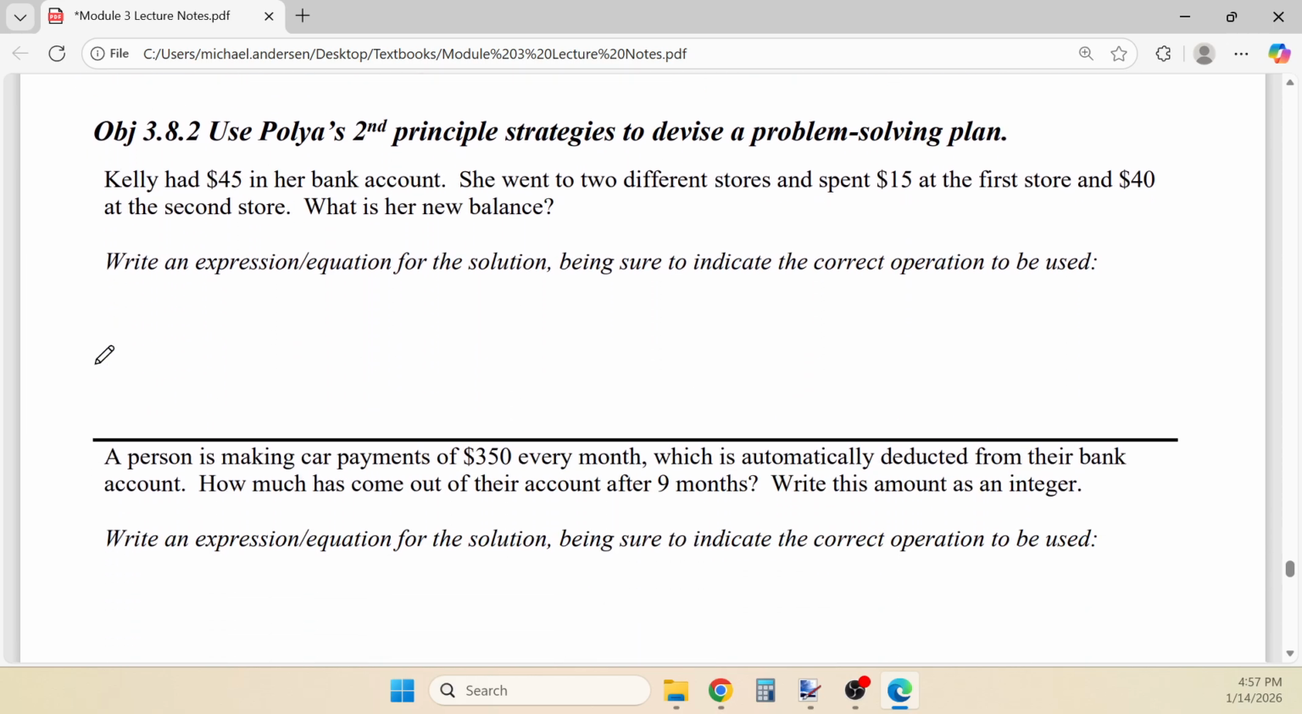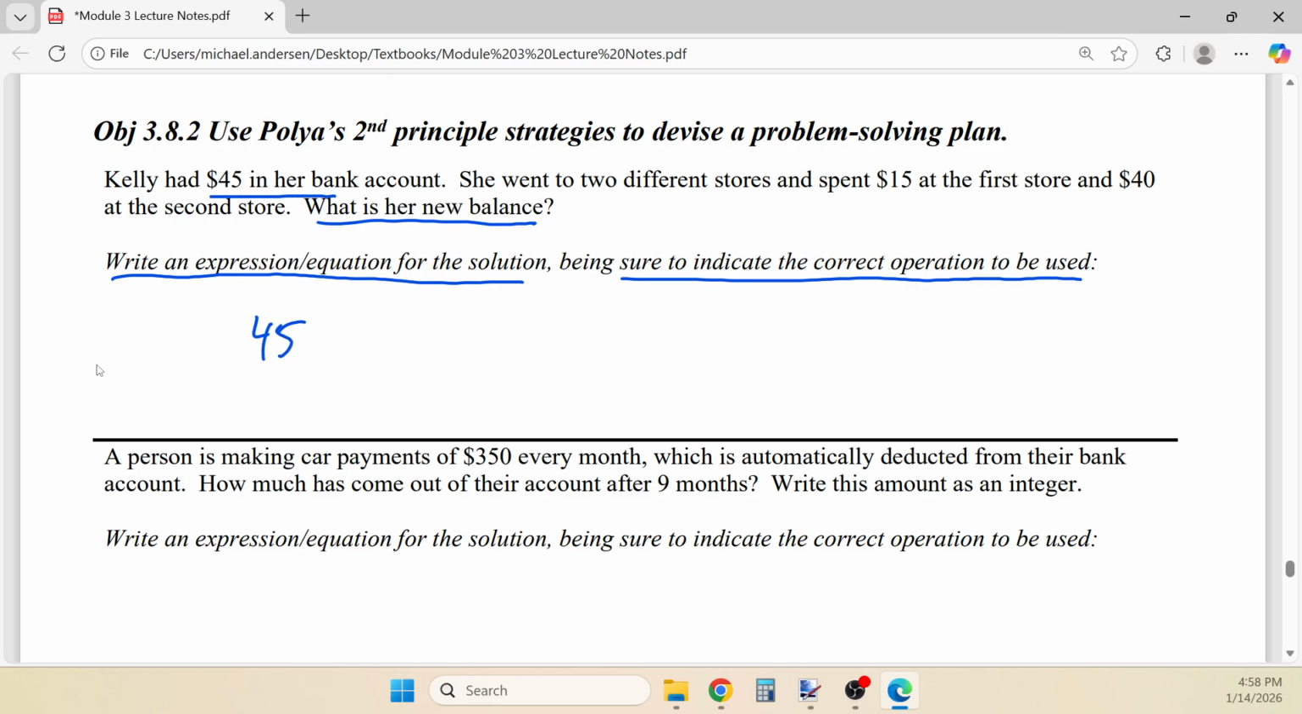Okay. Use Polya's second principle to devise a problem-solving plan. So, Kelly had $45 in her bank account. Oh, we should probably still use the understanding thing first. Write an expression for the solution, being sure to indicate the correct operation. We're trying to figure out what the balance is. So we start at 45.